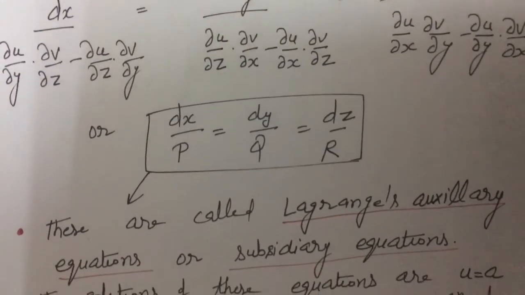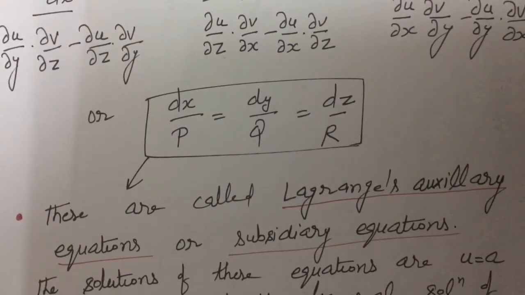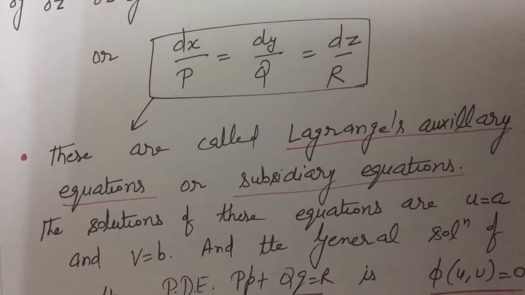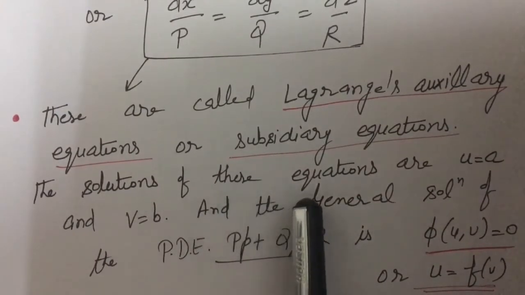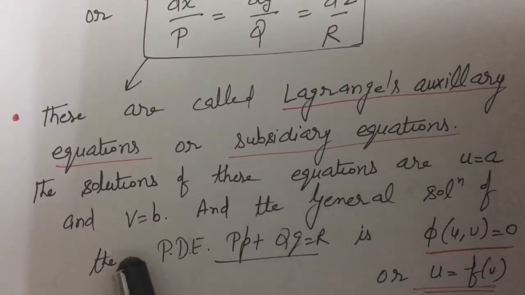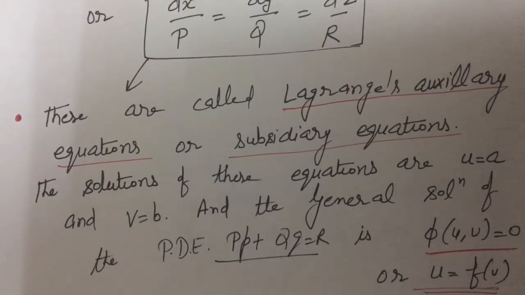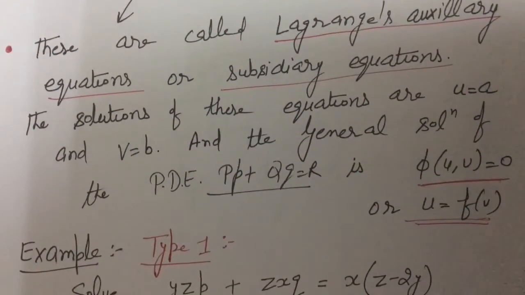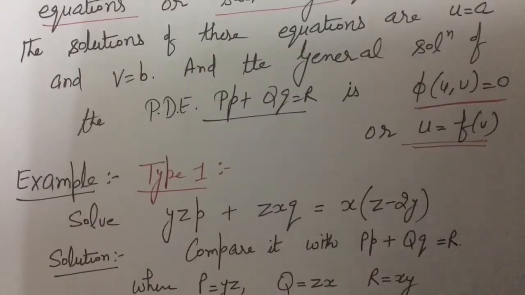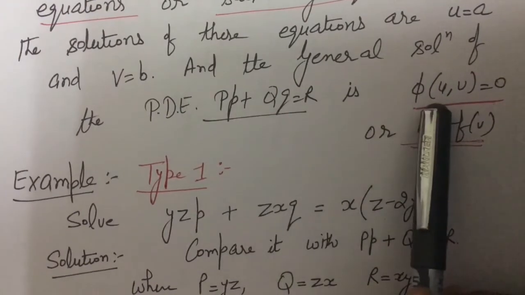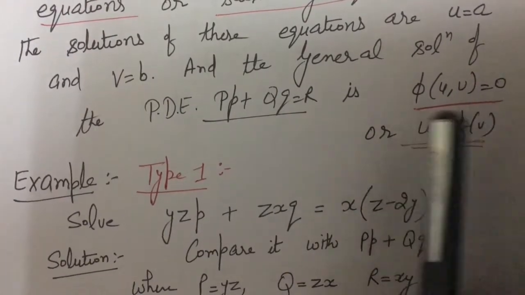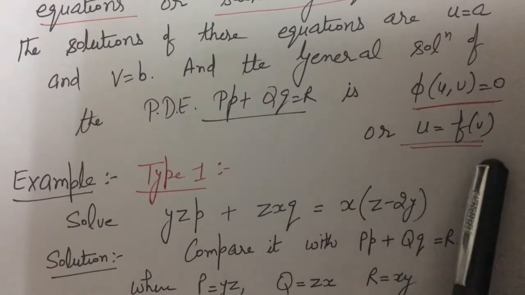These equations are called Lagrange's auxiliary equations or subsidiary equations. These equations are used for the solution of first order linear partial differential equations. The solutions of these equations are u is equal to a and v is equal to b, because these are derived by taking these two functions. And the general solution of the PDE, Lagrange's equation Pp plus Qq is equal to R, is phi of u, v is equal to 0, or we can say that u is equal to phi of v.